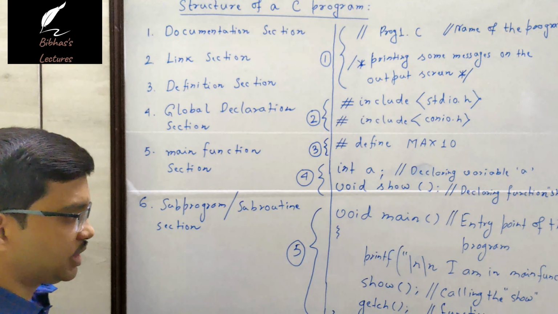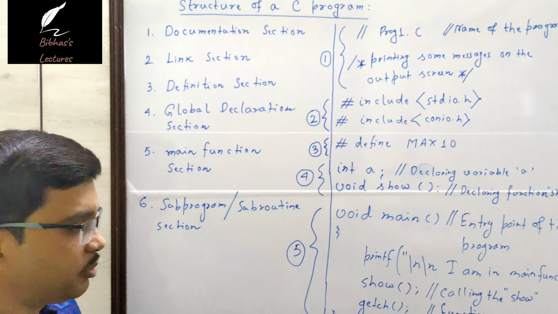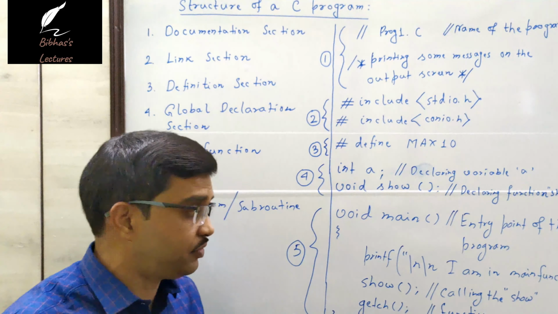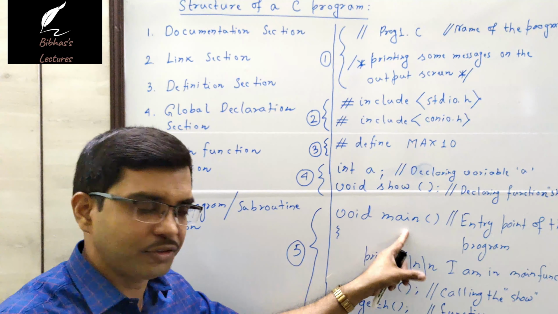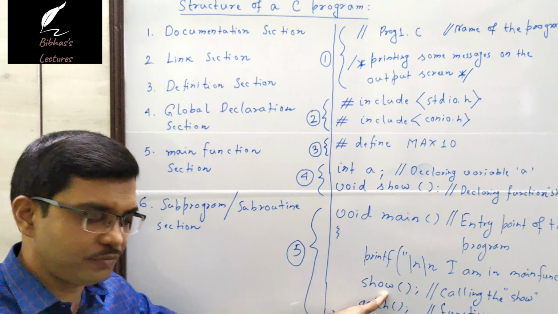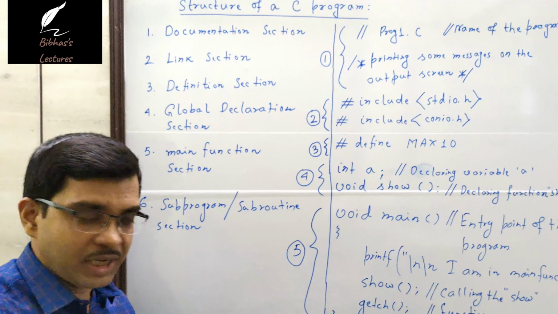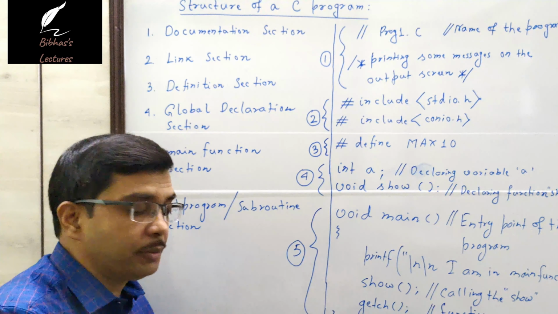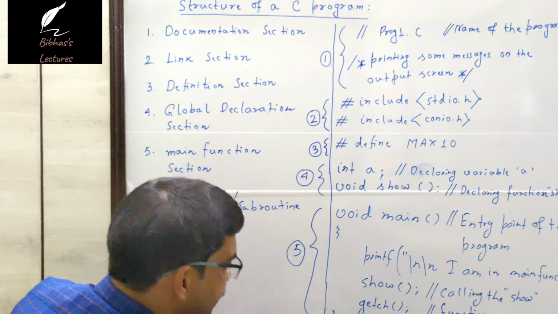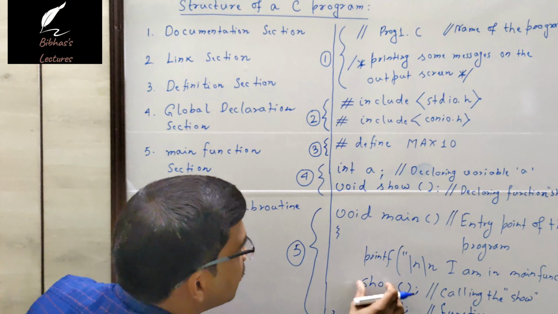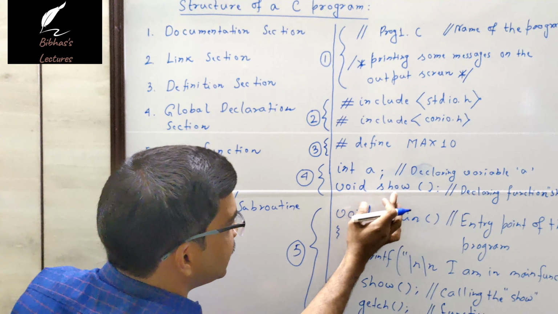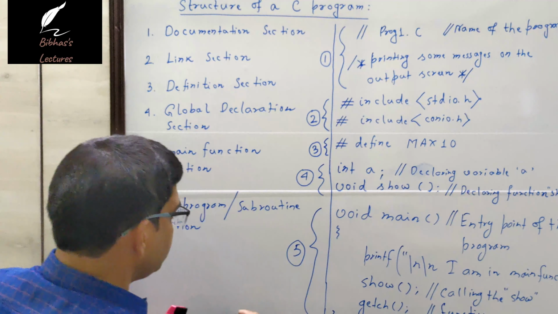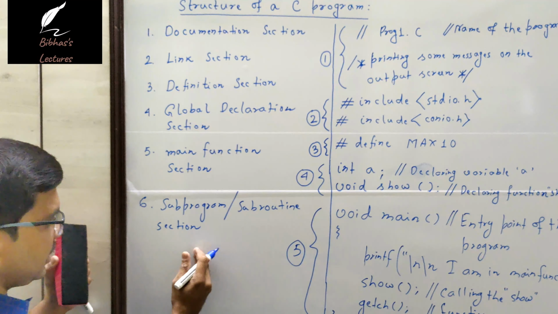Subprogram or subroutine section. Subprogram or subroutine means you are defining any other function apart from the main function. So here we have already called a show function, and I have just told you that it is going to be a user defined function, so we have to define it. After the main function we will define the show function. Now check the declaration of the show function. Its return type was void, so we have to mention exactly the same thing.